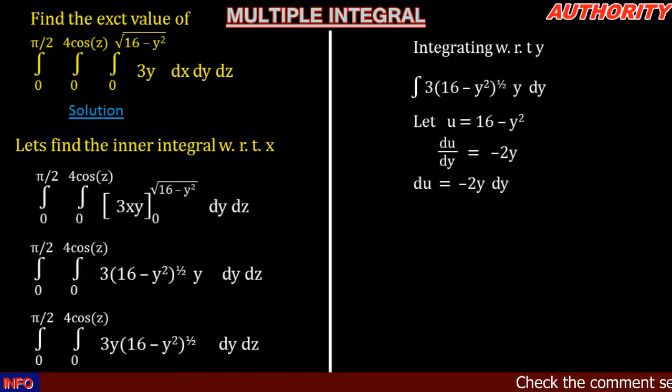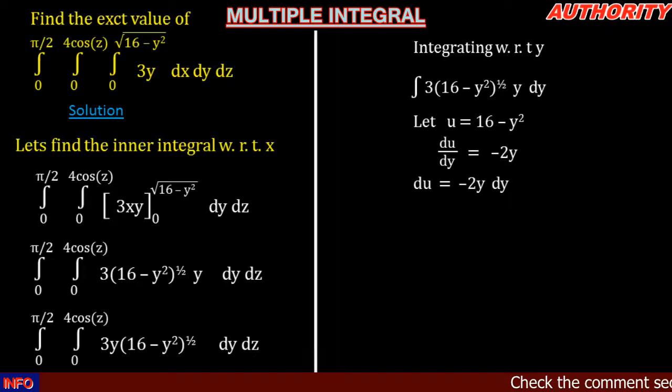And then in this integral that we want to evaluate, which is the integral of 3 open bracket 16 minus y squared close bracket raised to power 1 over 2, times y dy, we want to make y dy the subject. That means we divide both sides by minus 2. When we divide both sides by minus 2, y dy will stand alone. That means we say y dy is equal to minus 1 over 2 du.